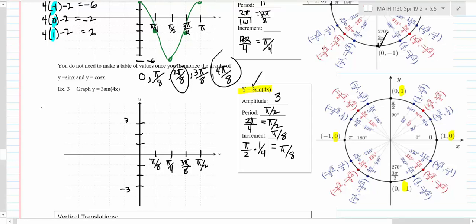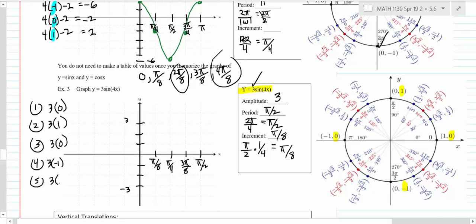So I start like this. The first key point, I'm doing 3 times 0. The second key point, I'm doing 3 times 1. The third key point, I'm doing 3 times 0. The fourth key point, I'm doing 3 times negative 1. And the fifth point, I'm doing 3 times 0. Okay, so again, I'm working with a sine wave. The sine starts at 0, hits a high point, back to 0, low point, back to 0. That gives you your y values right there, okay?